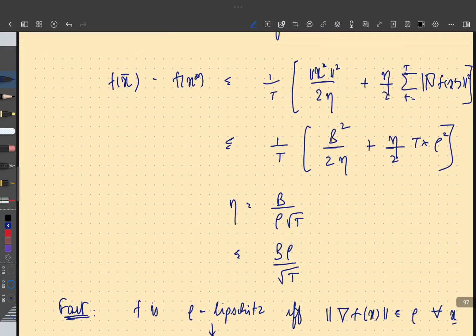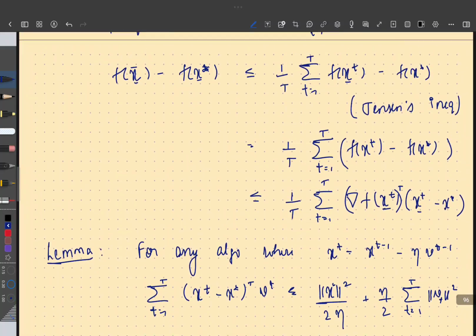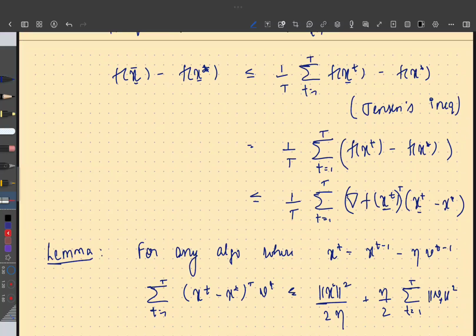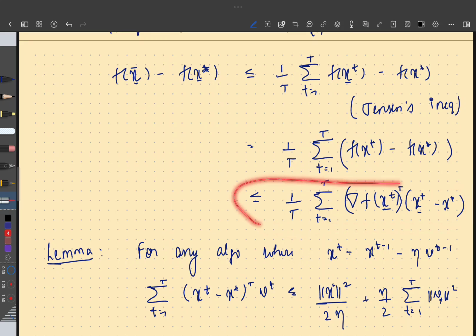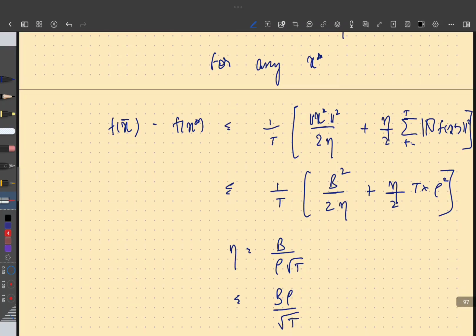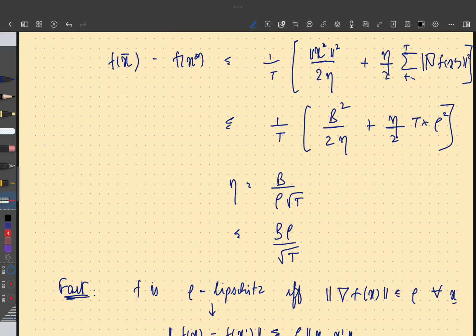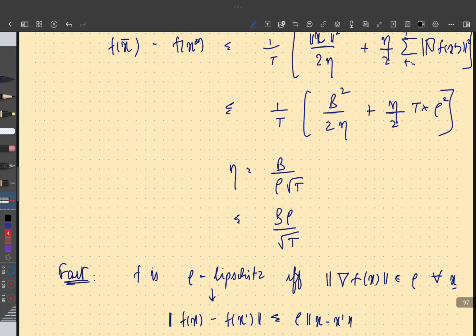So all of the analysis that we did earlier for gradient descent can also be done for subgradient descent. In fact, I didn't really need the function to be differentiable at all points. The only place where I brought in the gradient was this step, and this step also holds if I replace the gradient with the subgradient. This particular lemma didn't really care what v_t was. All of the remaining analysis goes through as long as the subgradients are bounded by rho. That's it.